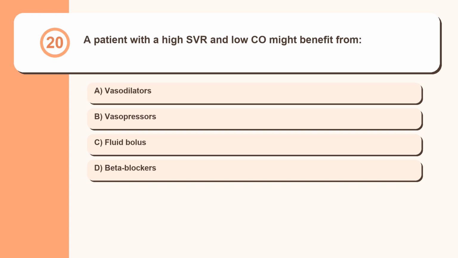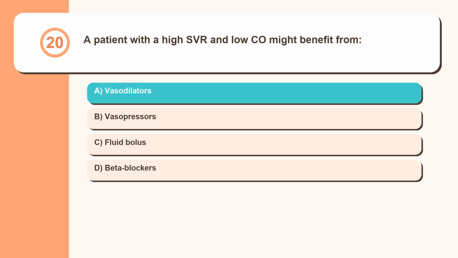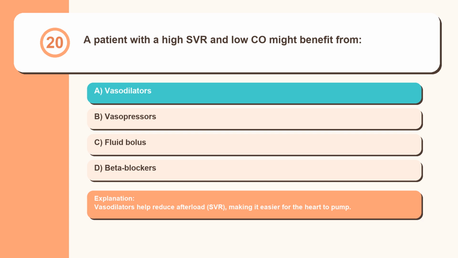Question 20. A patient with a high SVR and low CO might benefit from vasodilators, vasopressors, fluid bolus, beta blockers. Vasodilators help reduce afterload, SVR, making it easier for the heart to pump.